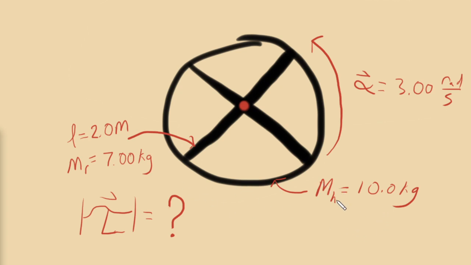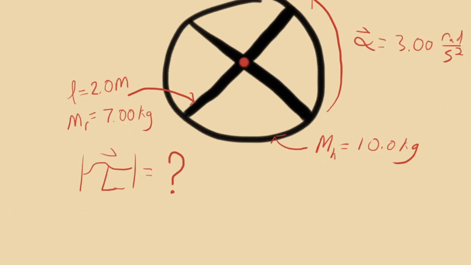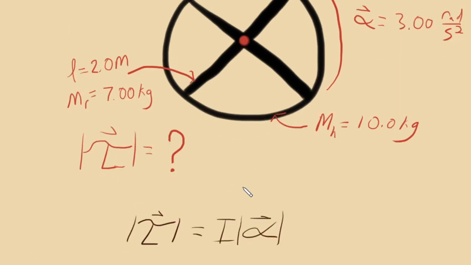And then of course we know the radius of this hoop is going to be half of the length of these rods. And we're told that we have an angular acceleration of 3 radians per second squared. And we want to know what our torque is. So what we haven't really talked about yet is the fact that we've talked about that the magnitude of torque equals our moment of inertia times the magnitude of angular acceleration.